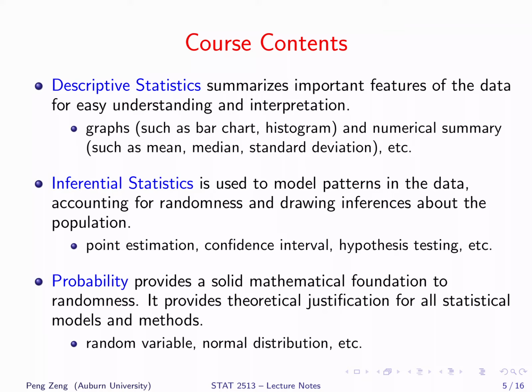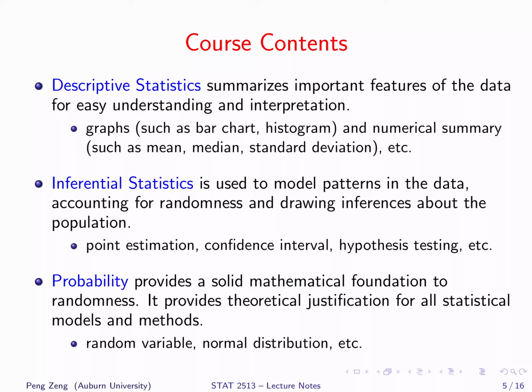The contents of this course can be roughly classified into three categories. The first one is descriptive statistics. For descriptive statistics, we summarize important features of the data for easy understanding and interpretation. We may use graphs or may use numbers. For graphs, for example, we may have a bar chart or a histogram. For numbers, we may have mean, median, or standard deviation. We can find descriptive statistics in newspapers or TV, particularly in finance or sports sections.